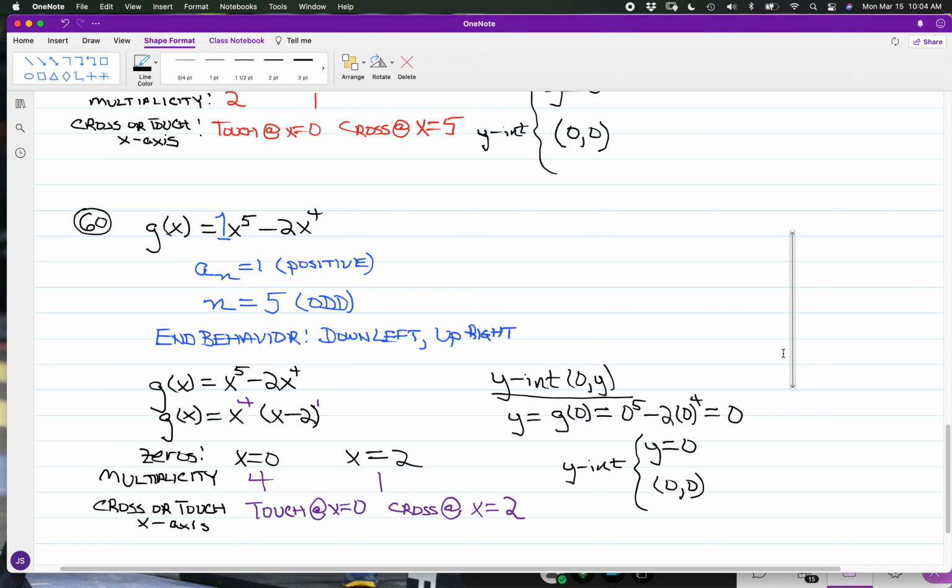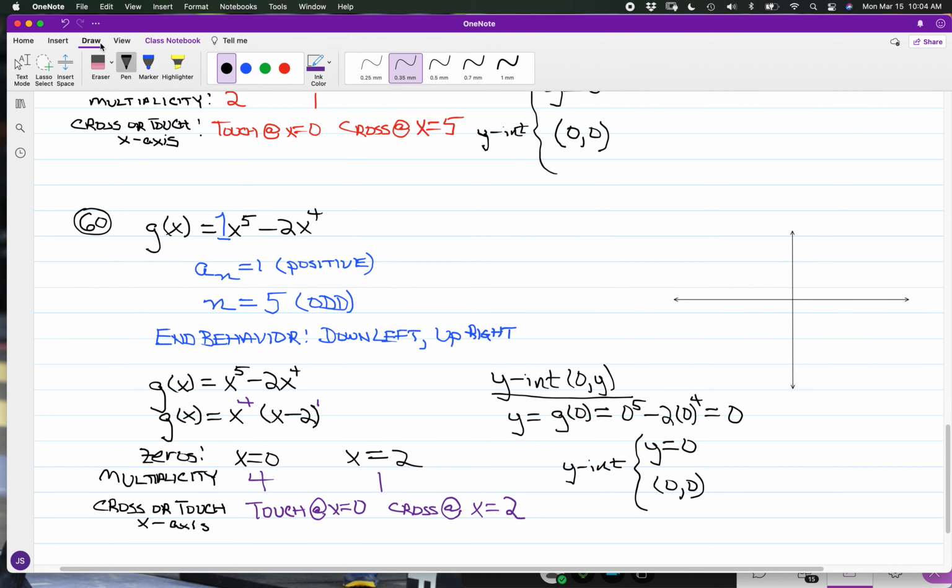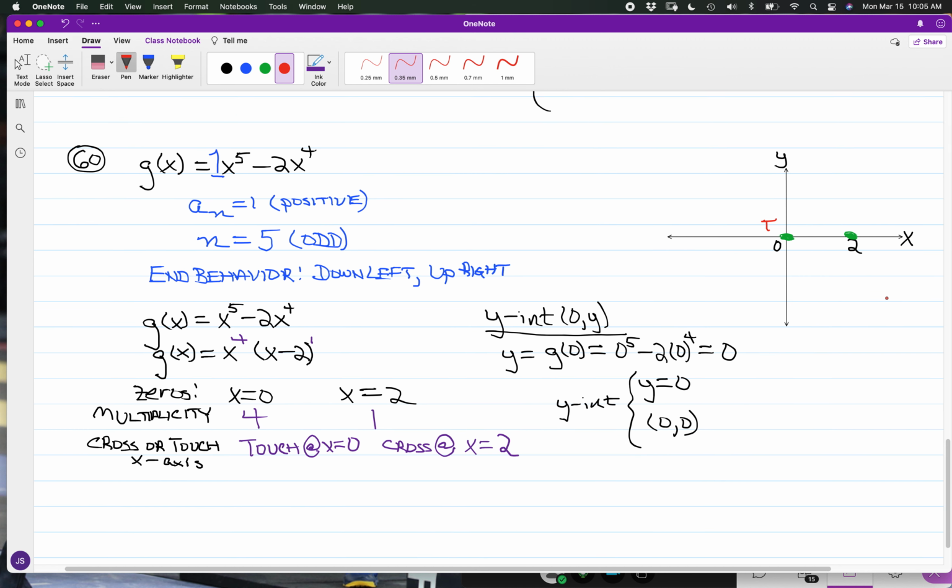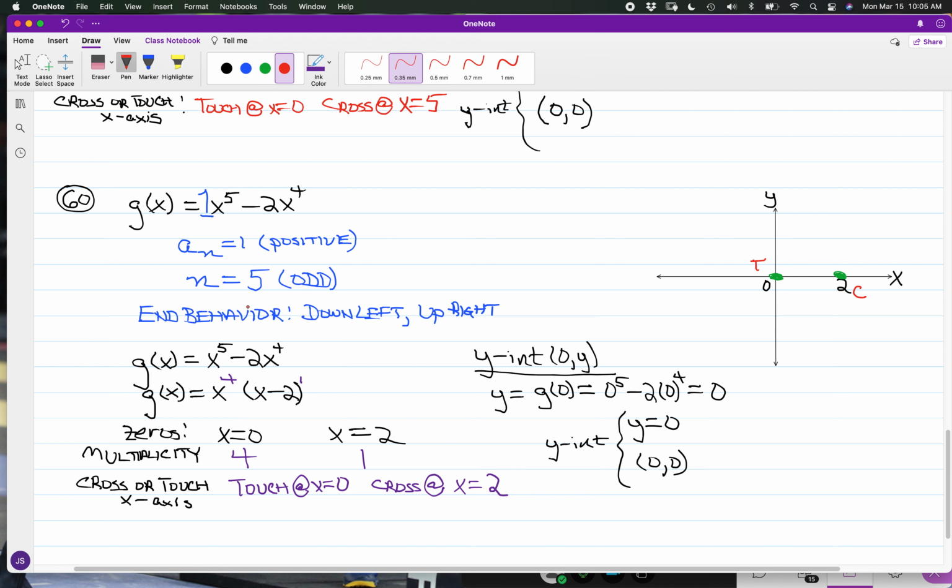And just looking at what we have in the overall view, you have x equal to 0 and x equal to 2, and it's with the respective locations. So again at 0 it's going to touch, and at 2 it's going to cross. And again, with the end behavior, we have down to the left and up to the right.